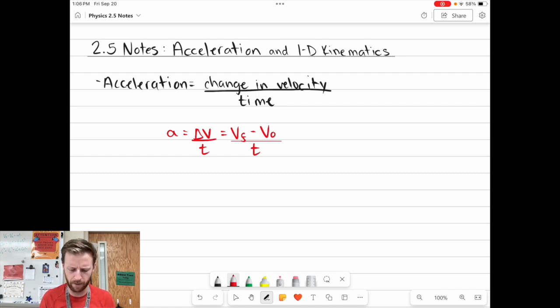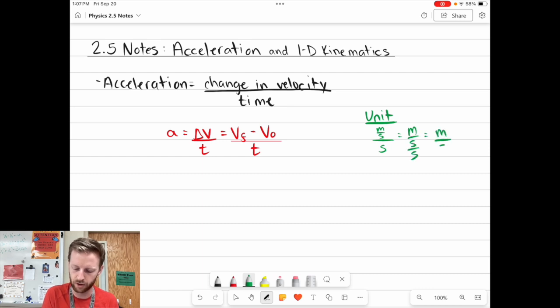But what do I measure acceleration in? Well, to do a little unit analysis here, we're going to take velocity, which is meters per second. We're going to divide that by the time, which is in seconds, which would give me meters per second per second, or meters per second squared. This is my unit for acceleration. So now that I have the unit, I can move on and get a little practice here.